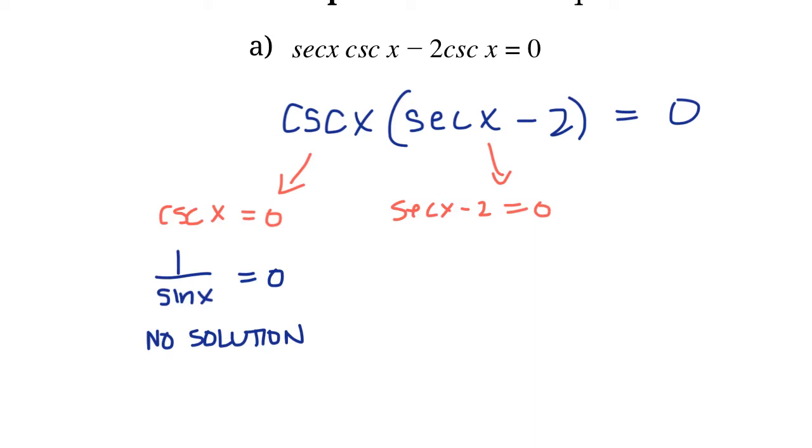Let's try to solve for x here. Well, we can just move the 2 to the other side to get secant x equals 2. Now let's flip both sides of the equation. Secant is equal to 1 over cosine, right? So 1 over cosine x equals 2. And then let's flip both sides to make that cosine on top. So cosine x is just going to equal 1/2.